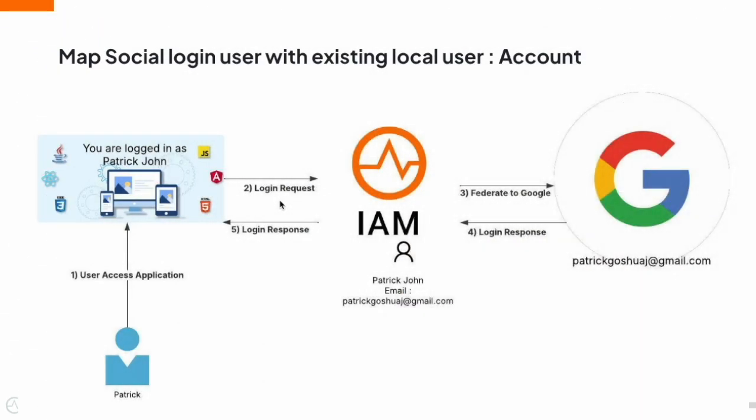The second scenario is seamless user association or seamless user account linking. Essentially, what happens is at the time of user authentication, you are looking at whether there's a matching attribute with this federated user to an existing local user.